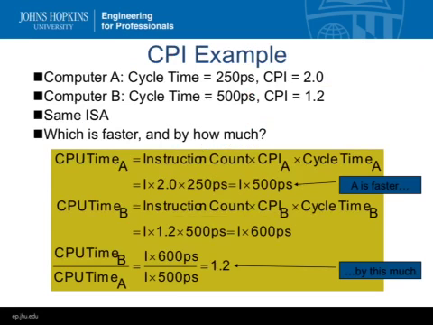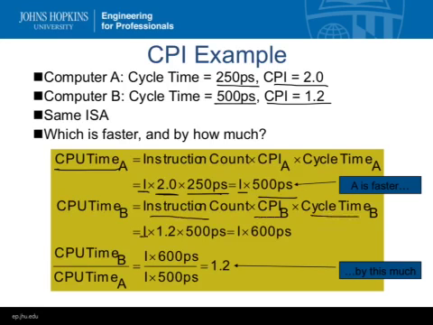Here's an example of calculating CPI. We have a computer A that has a cycle time of 250 picoseconds and a CPI of 2, and a second one, B, with 500 picoseconds and a CPI of 1.2. So which one is faster? We get fast by how long it takes to run the program, which would be the instruction count times the CPI times the cycle time. So for A, it would be I times 500. For B, instruction count times CPI times cycle time is I times 1.2 times 500. So that's I times 600. So A is faster.